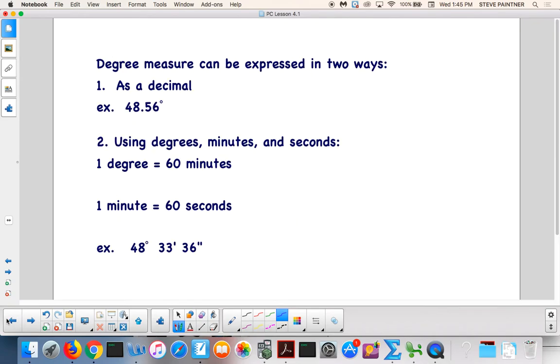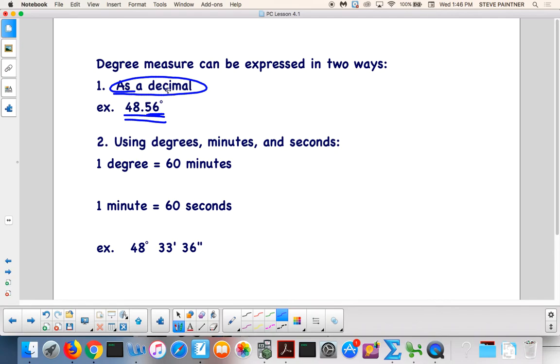I saved this for last because if you didn't get this today, it's okay. But now we have time. So you can measure degrees with decimals like this. 48.56 degrees basically means 48 and how much more? This much, 0.56 degrees. So you can get in between degrees, and when you do, you get that funny decimal.